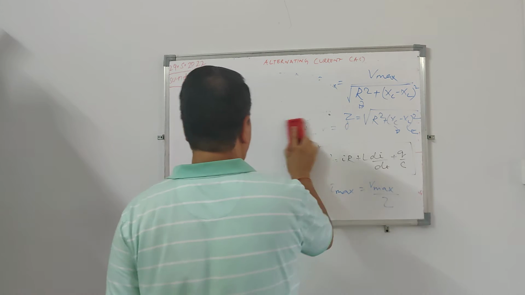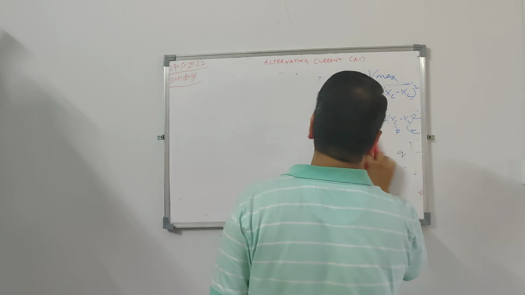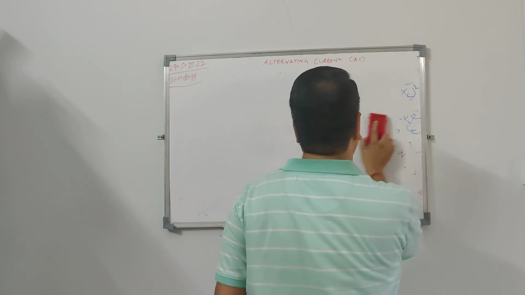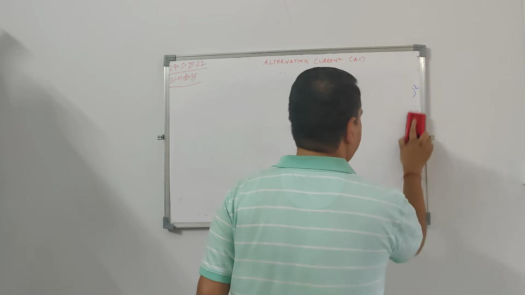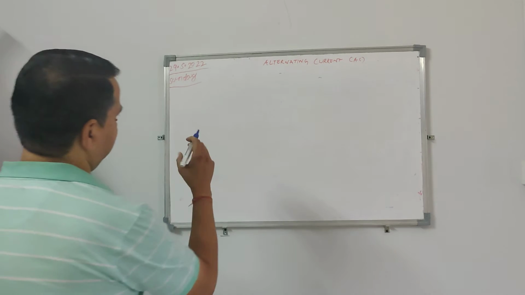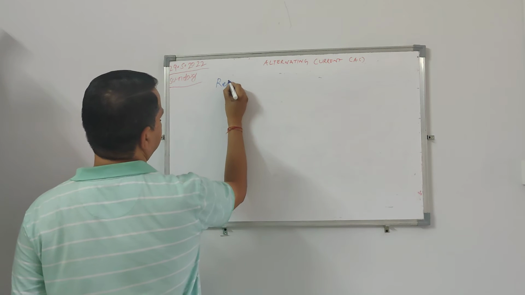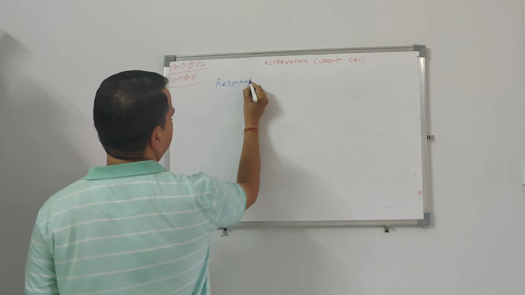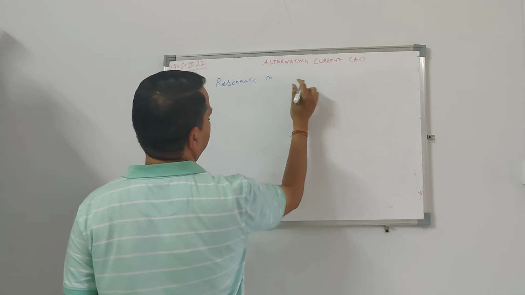So we have covered inductive circuit, capacitive circuit and LRC circuit, and the phase diagram and other things, the phase angle. Now, resonance in LRC circuit.